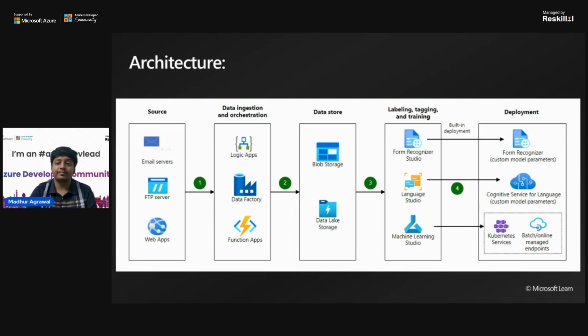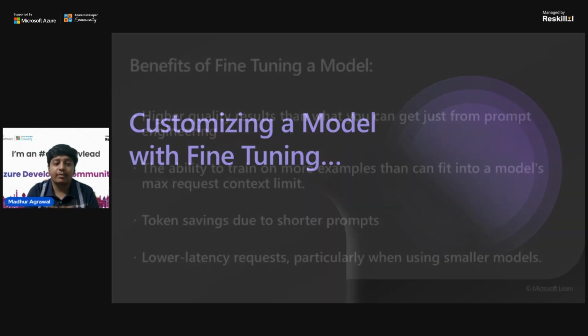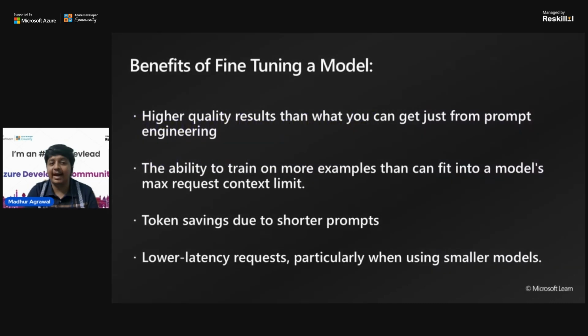Okay, now the next thing that we are going to talk about is customizing a model with fine-tuning. If you are bringing your own model, fine-tuning is also necessary so that it can perform better, with the desired accuracy and desired precision. Okay, so let us talk about the benefits. As I said, you can obtain higher quality results from fine-tuning a model than just by doing prompt engineering. You also get the ability to train on more examples than can fit into a model's max request context limit. It can also help in saving you some tokens due to shorter prompts, which can ultimately save up your bills.